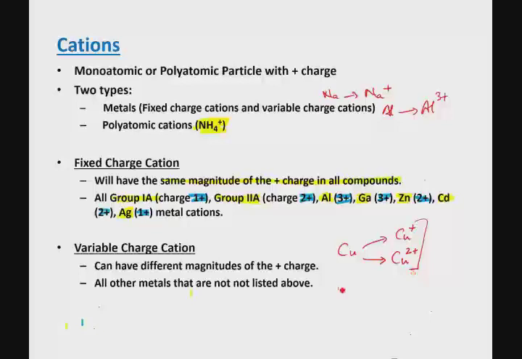Another example is iron. Iron can make again a cation where the magnitude of the charge is +2, or make another one where the magnitude of the charge is +3. Once again, these cannot be worked out, cannot be predicted based on the position of iron in the periodic table. So all metals in the periodic table that do not make fixed charge cations make variable charge cations. So if you know the metals in the periodic table that make fixed charge cations, you automatically know the others as well. So please make a note of these.